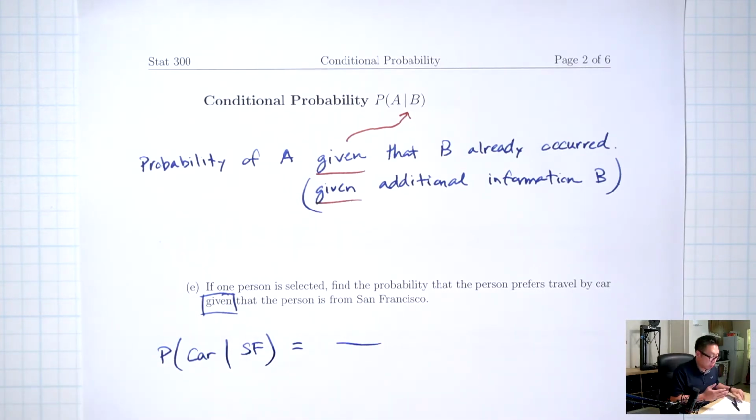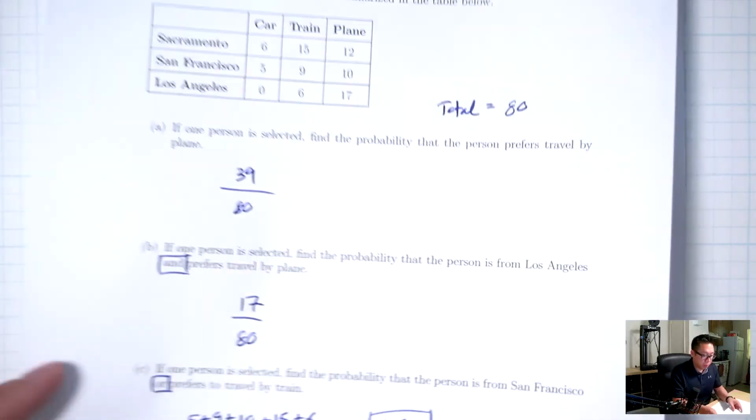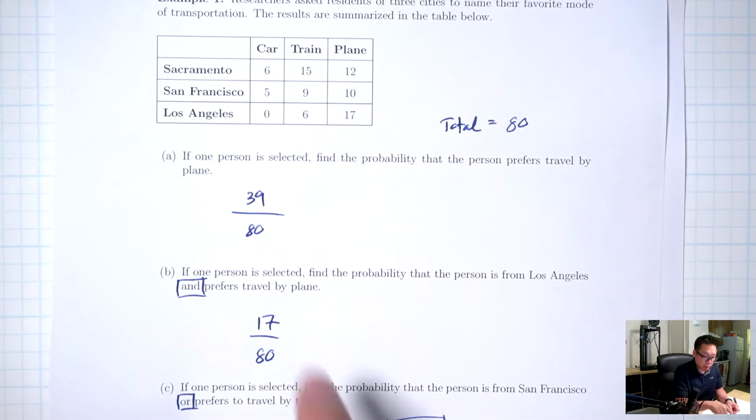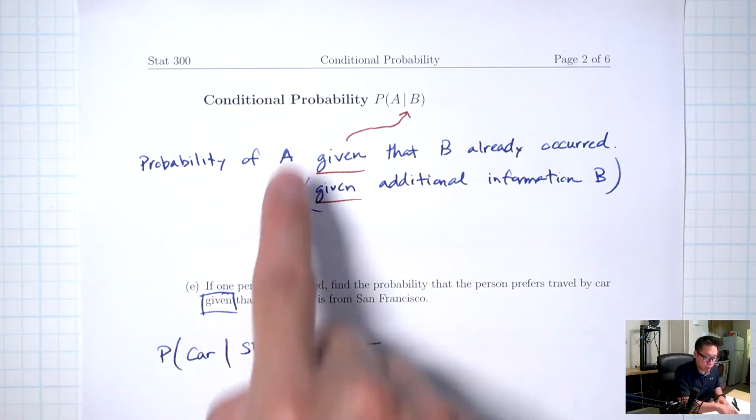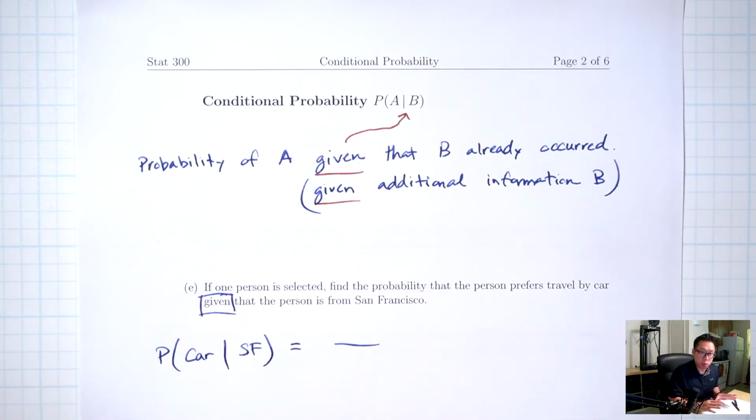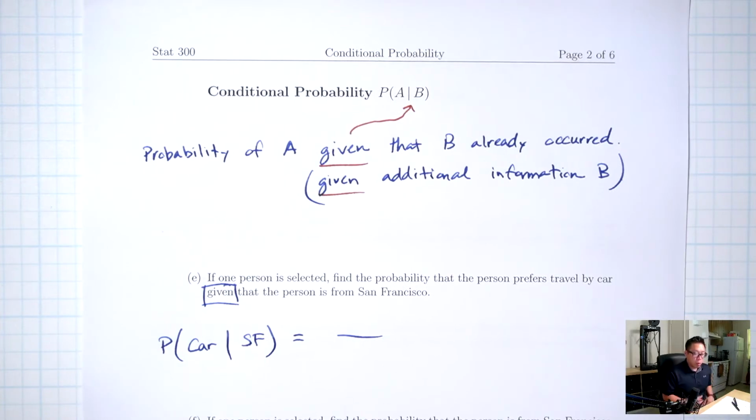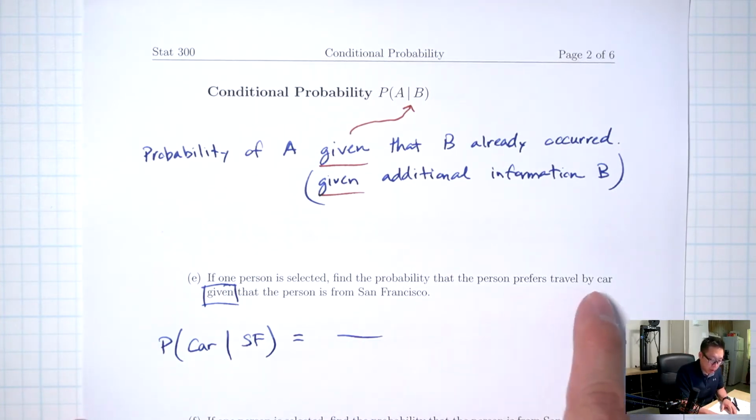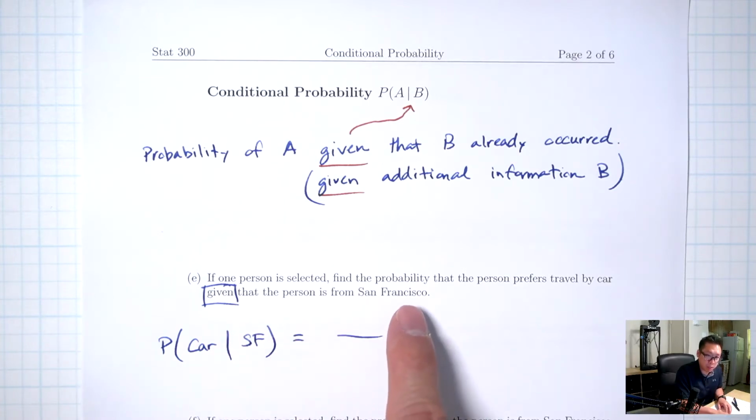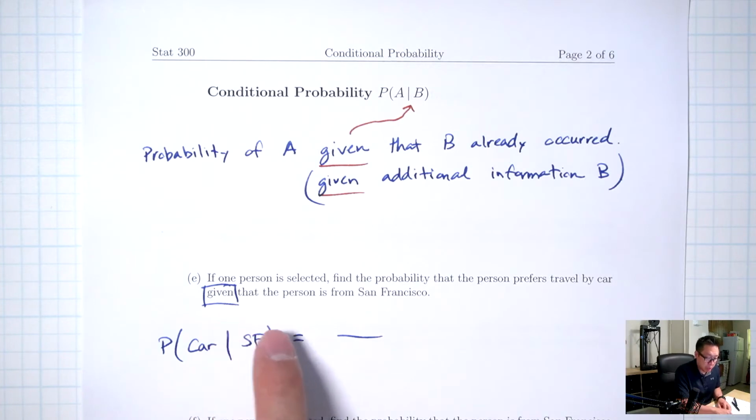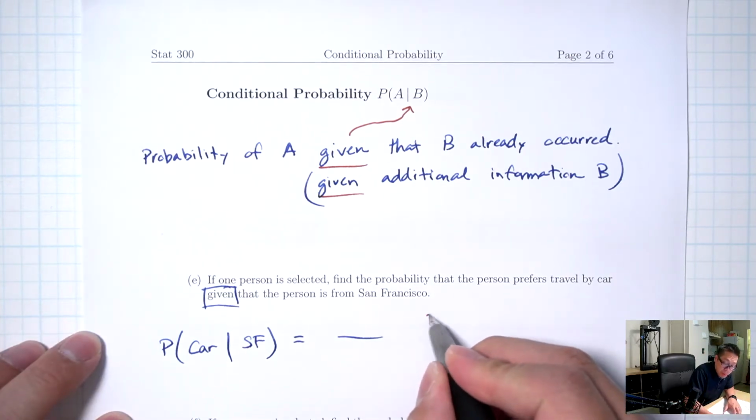And the way you compute this, let me back up a bit. Every question we've looked at so far, the bottom has been everybody, right? The bottom has always been the total. So anytime you see the word "given" and you're working with conditional probability, the bottom is not going to be the total anymore. So we're looking for probability that the person prefers travel by car, given that we have additional information that the person is from San Francisco. Because we have additional information that the person is from San Francisco, we're just going to focus on the San Francisco numbers for the top and the bottom.